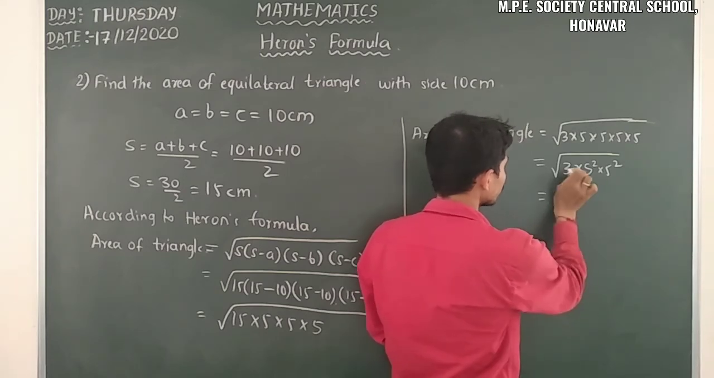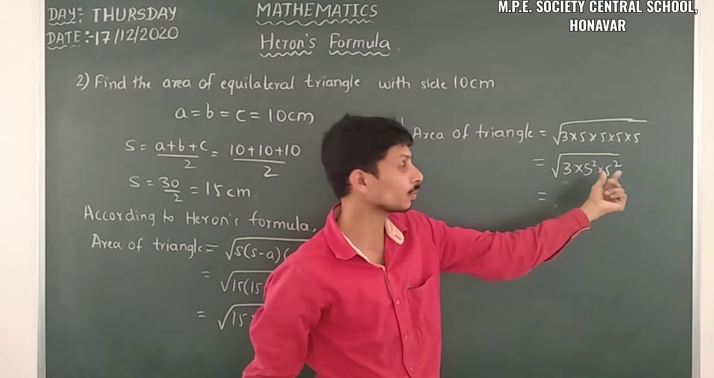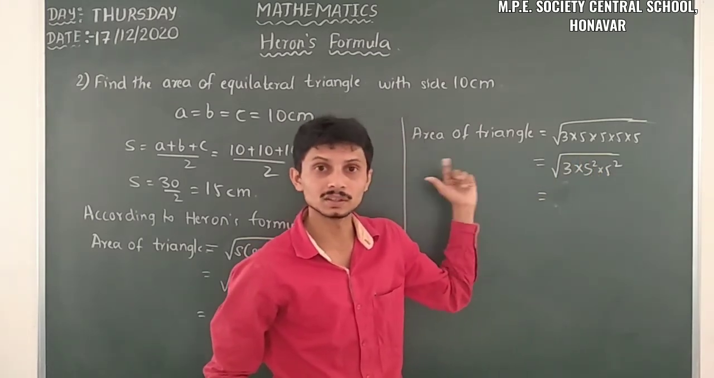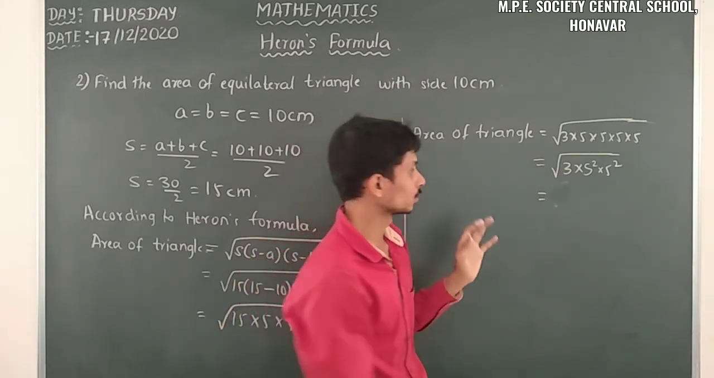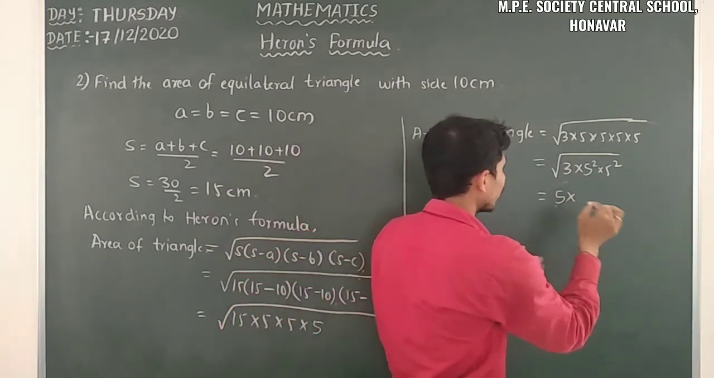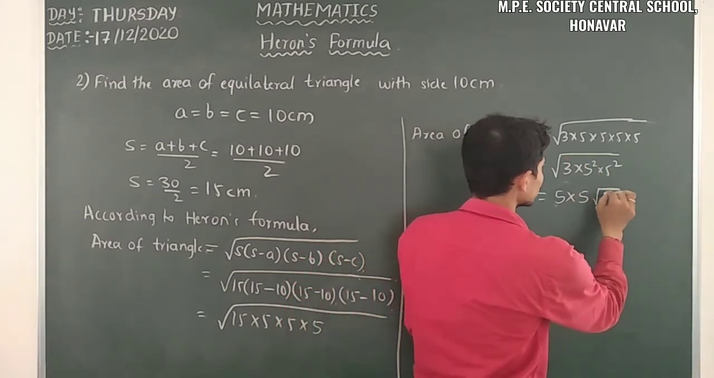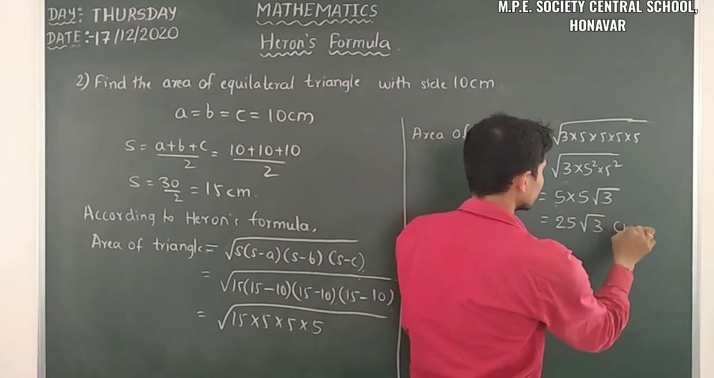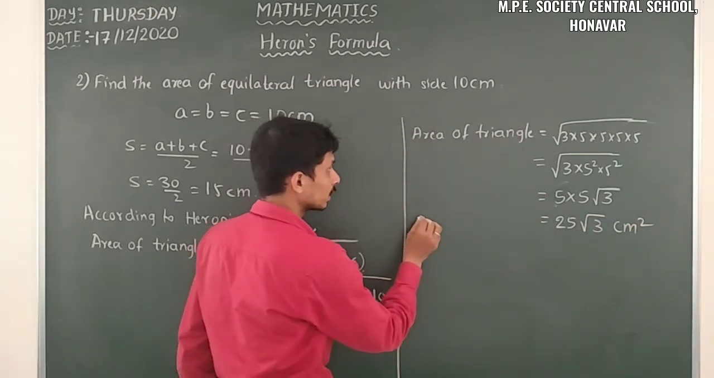So here just observe, when we have 5 square here and 5 square here, we can take out 5 square outside. When we take 5 square out, it remains 5, and when we take the other 5 square outside, we have 5. Then root 3 remains. That is 25 root 3 centimeter square is the answer.